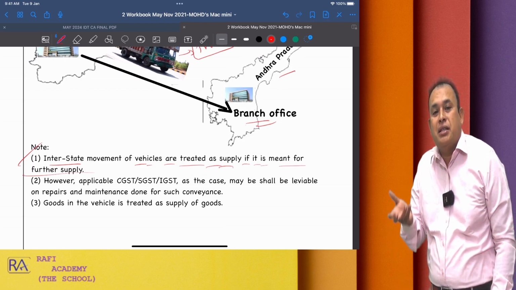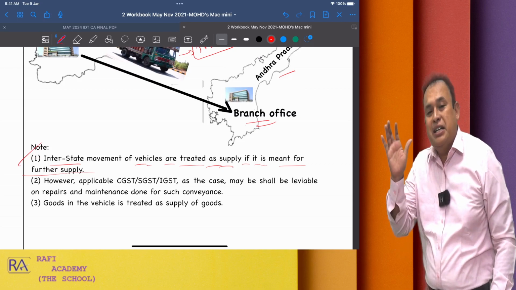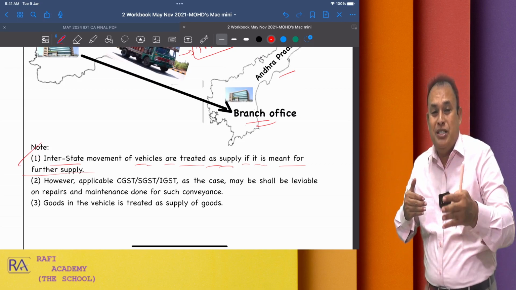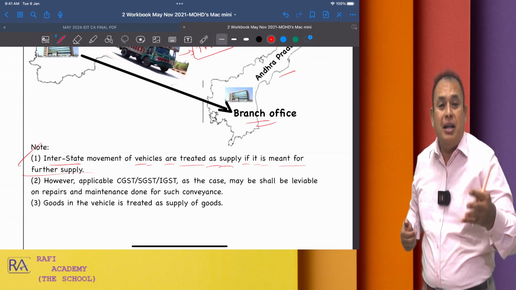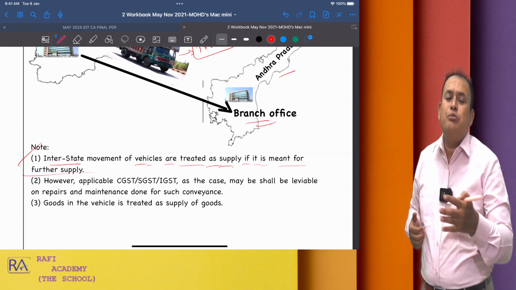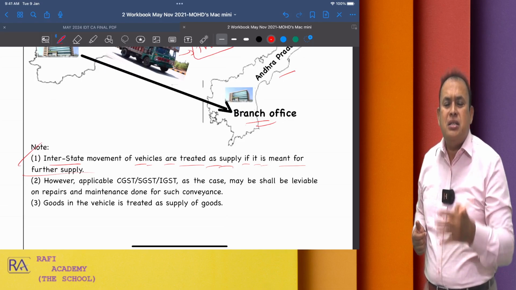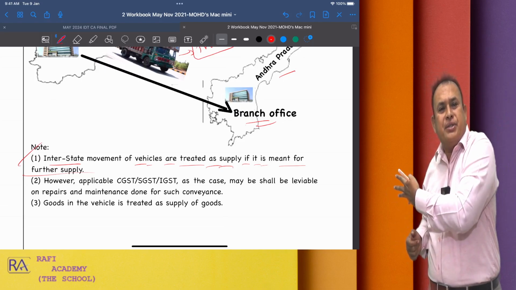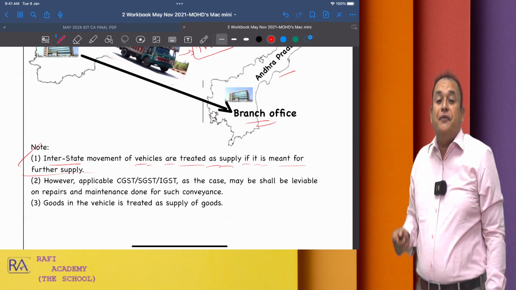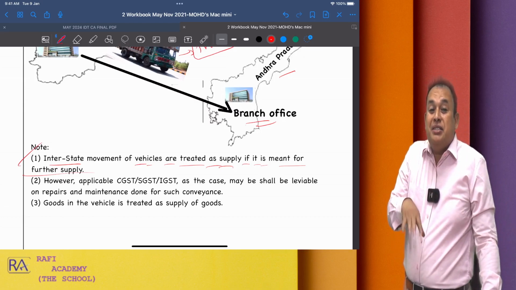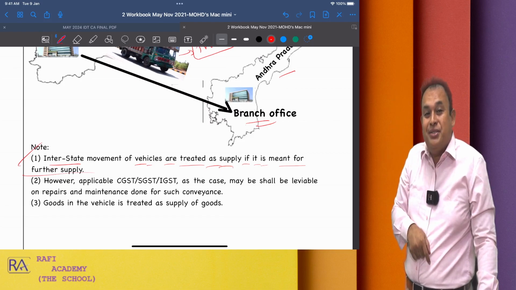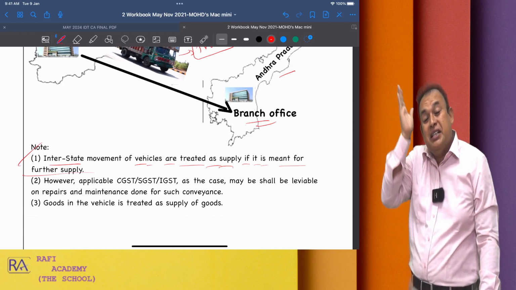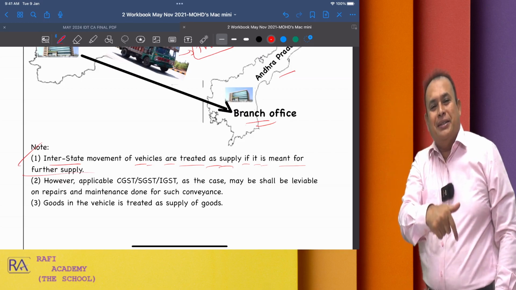What do you mean by this? Just now you said, Mr. Rafi, interstate movement of the goods is a supply. Interstate movement of vehicle is not a supply, because after delivering the goods at the branch office, the vehicle will come back to the head office. If it does not come back, the branch office is going to sell that vehicle to somebody else. In that case, it is further supply. If so, head office sending the truck to the branch office would also be supply, is the meaning of it.